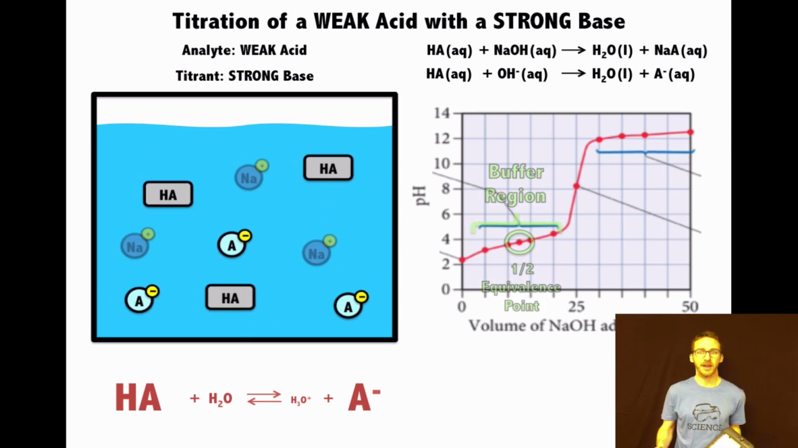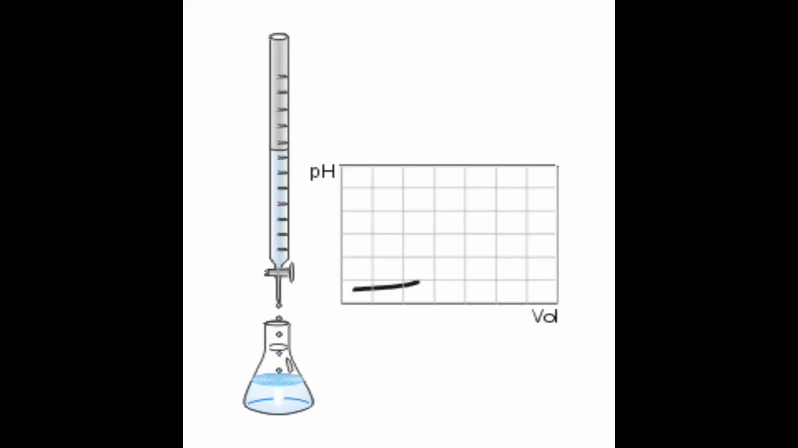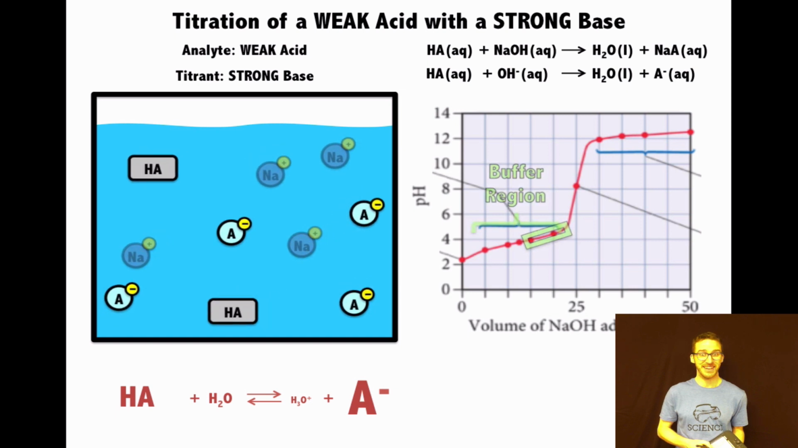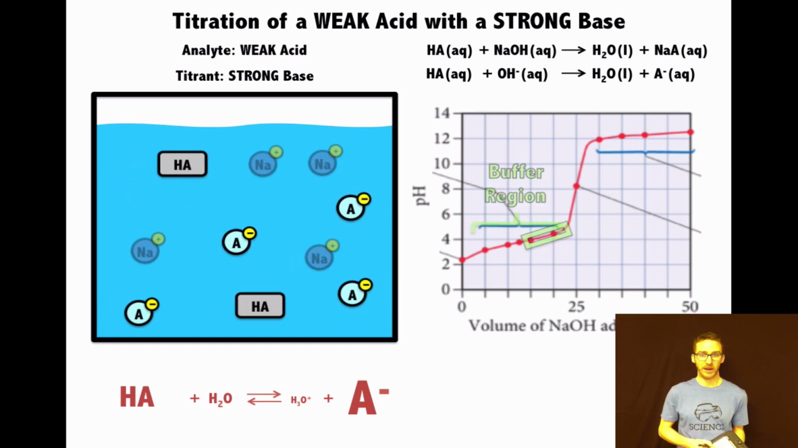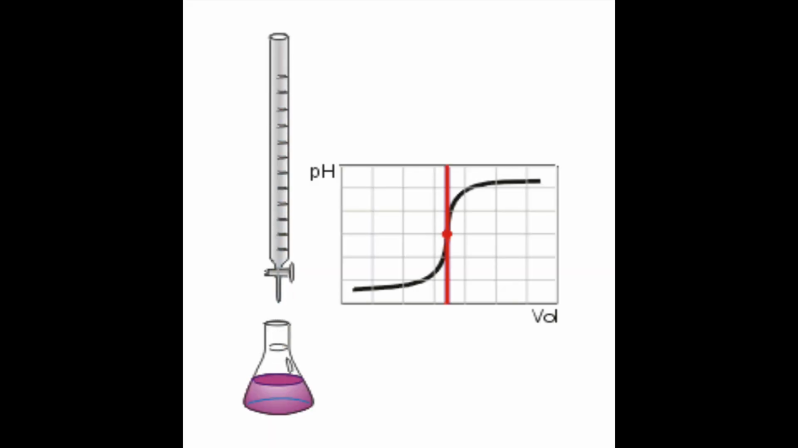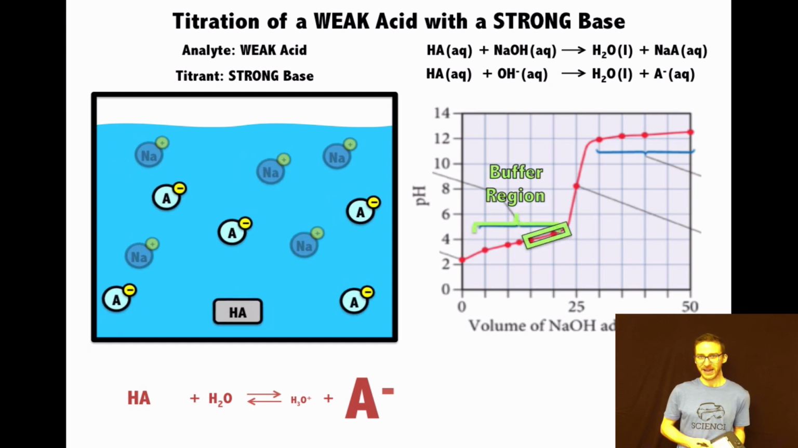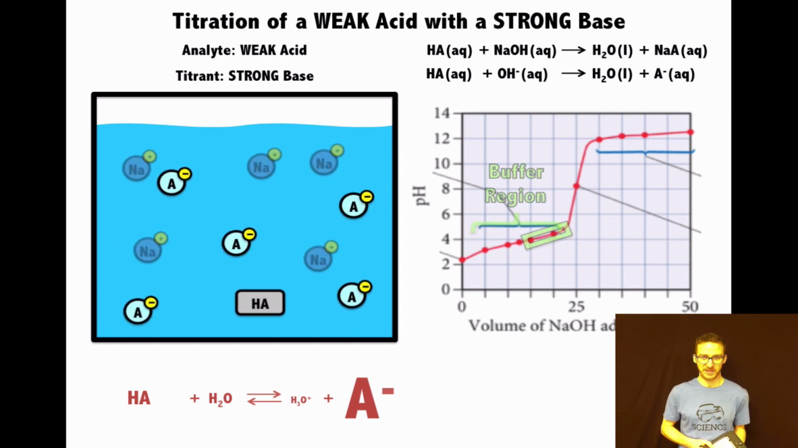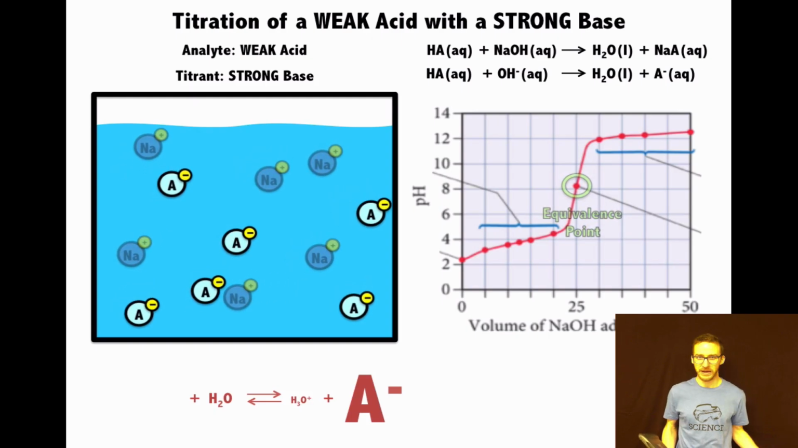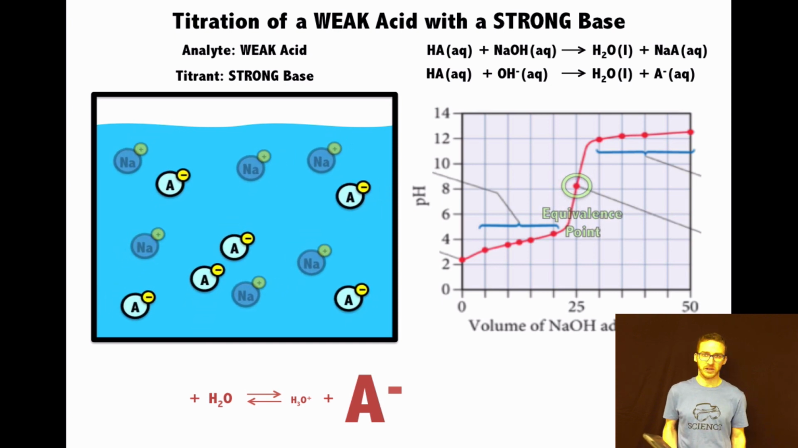In the meantime, let's keep adding more strong base. Continue to use up more of my weak acid. Now the conjugate base is in greater concentration. Adding more. Oh my goodness, I've used up even more of my weak acid, producing more of the conjugate base. At this point, I've used up all of my weak acid, converted it all into its conjugate base form.